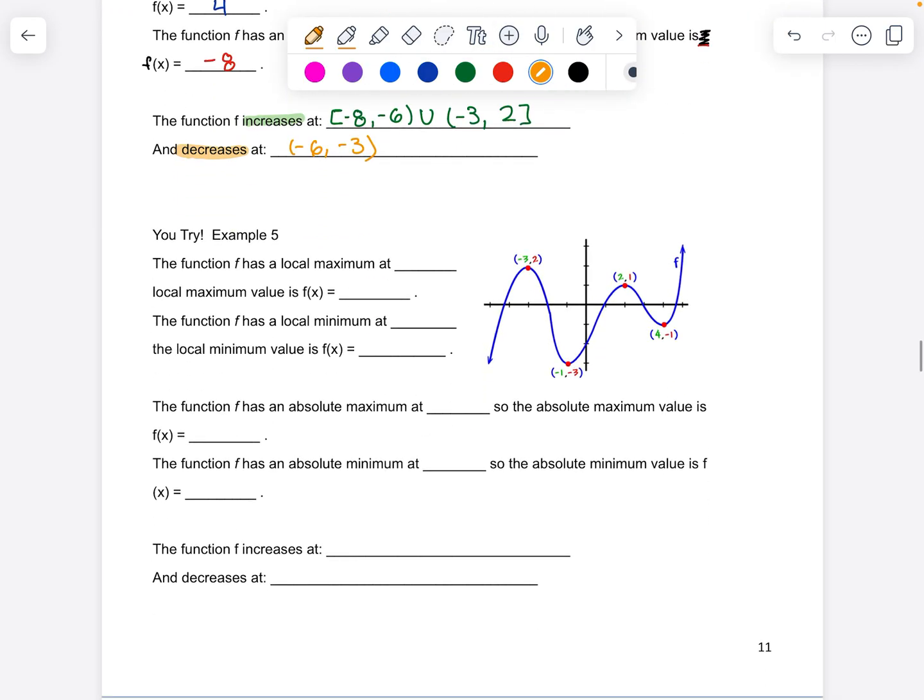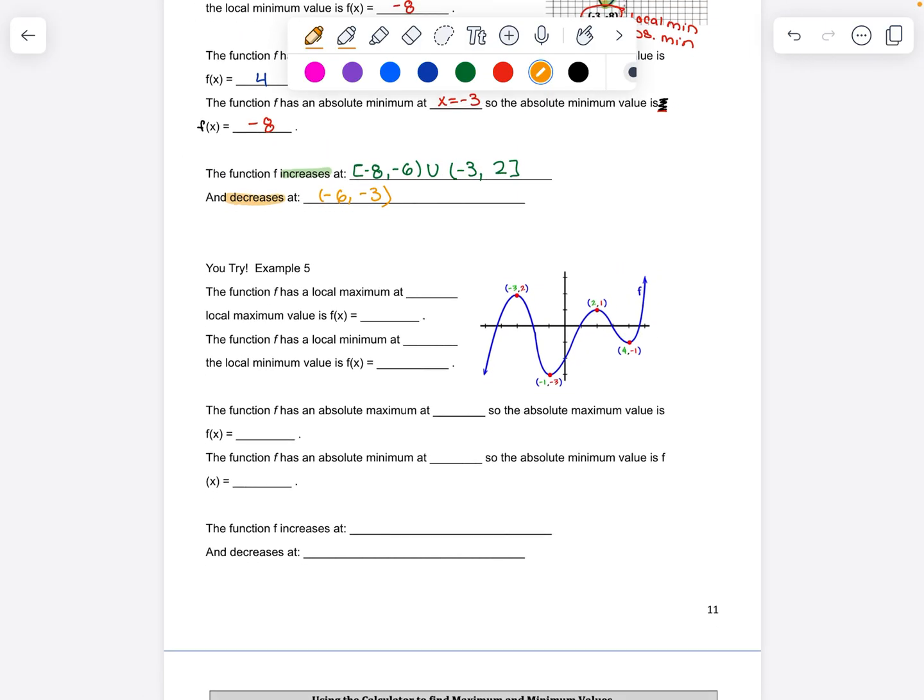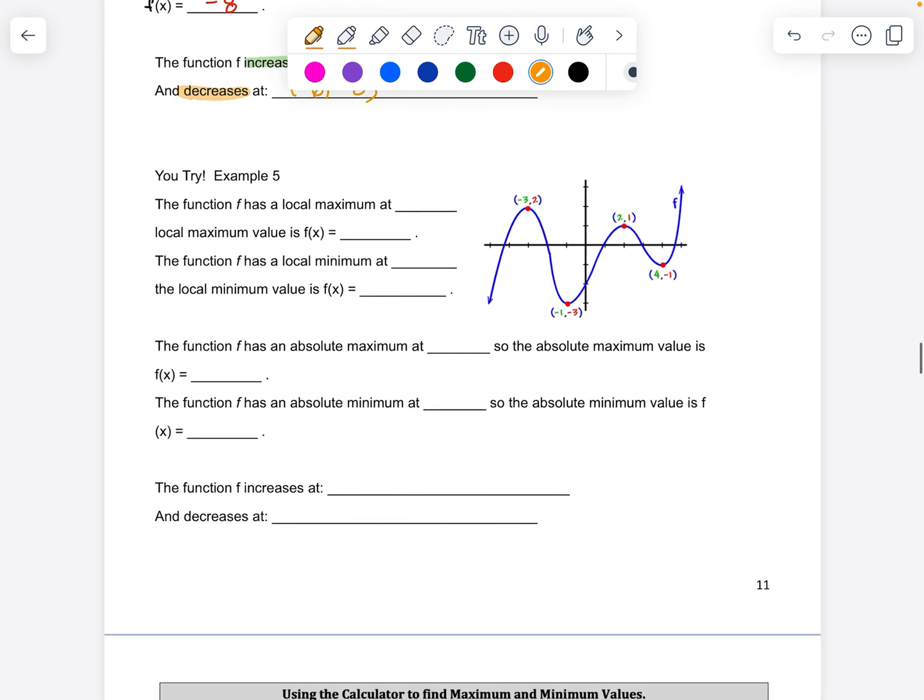Okay, now you're going to go ahead and try example 5 all together. So pause me and just give it a go. All right, welcome back. Let's go ahead and give this a try together. So the function f has a local maximum at. So remember, local can mean more than 1. So we've got one here, and we've got one here, okay? So we say at x equals -3 and at x equals 2. Respectively, that means their values, their y values, would be 2 and 1.